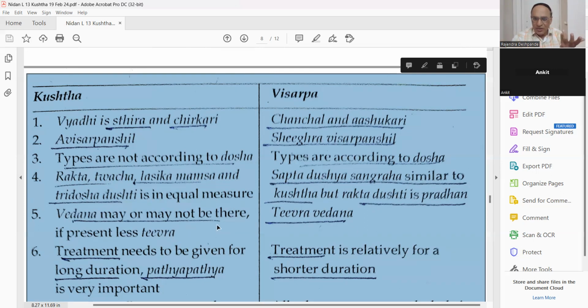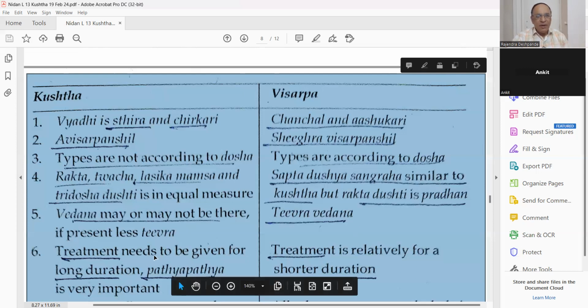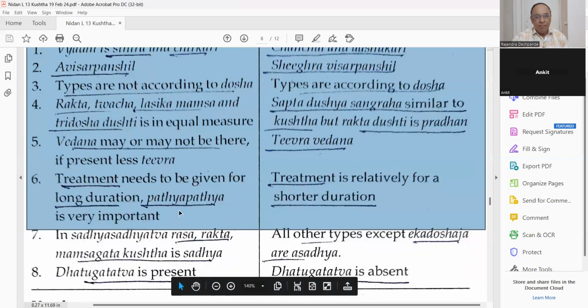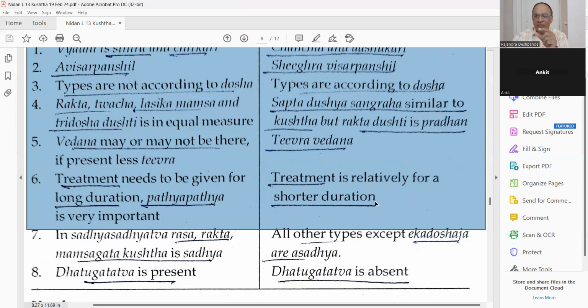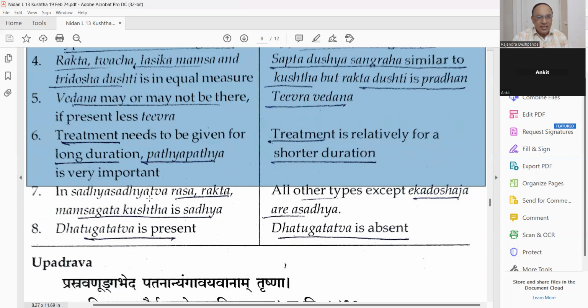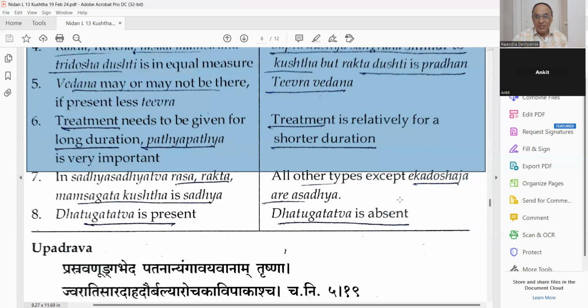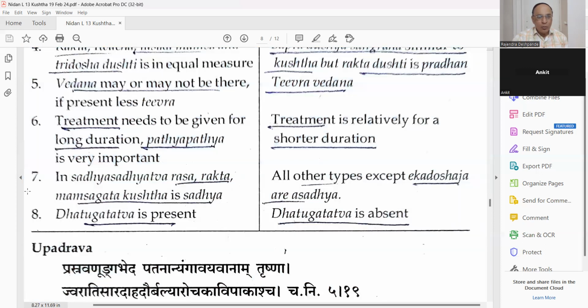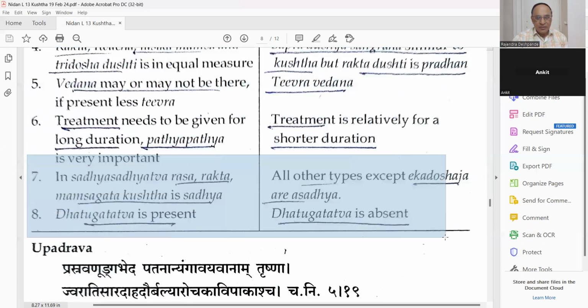Vedana may or may not be present in Kushtha. But here, Tivra Vedana in Visarpa. Treatment in Kushtha needs to be given for a longer duration, and Pachya is more important. In Visarpa, treatment is of short duration: maybe a week, maybe 15 days, maybe 1 month maximum, finish. Then Sadhya Sadhyatva: Rasa, Rakta, Mausagata Kushtha is Sadhya. But in Visarpa, all other types except Ekadoshaja are Asadhya. Visarpa is not easy. That is something serious.